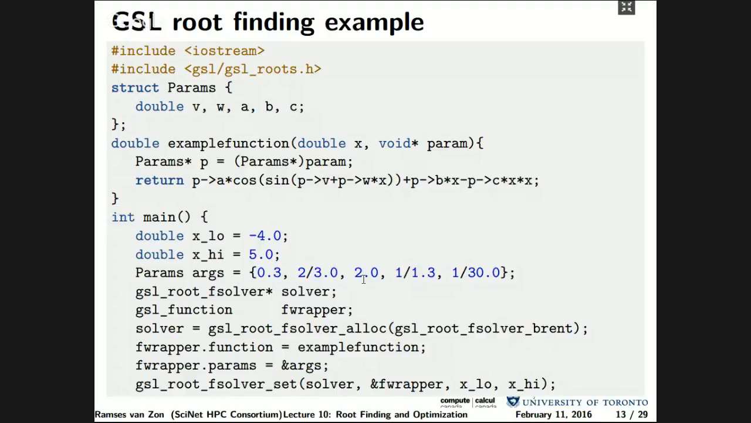Because it's this pointer to anything, I have to tell the code that this is actually the right kind of thing, so I'm taking this anything pointer and converting it to a params pointer, and now I can access v, w, a, b, c. This is a conversion. It doesn't do much, but it just tells the compiler, trust me, this is a params. And then in the main code, we're going to start with our bracket, x low, x high. That's our initial bracket. We're going to set our parameters here.